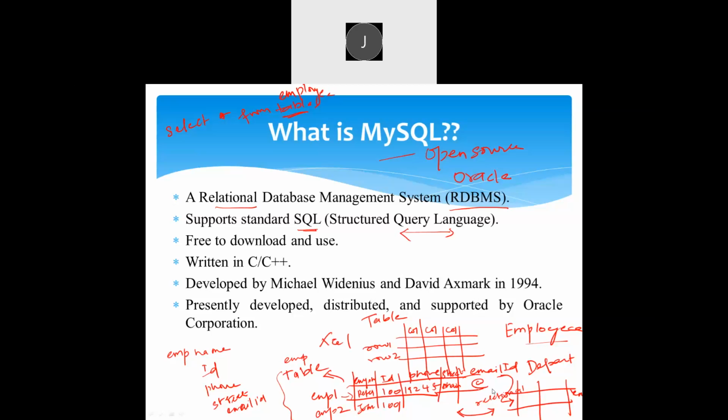MySQL internally is written in C or C++. It is the C++ language. Internally means the coding, like how you can store the data into a table, how to retrieve it, how it is viewed by the user, all these things are written in the C++ language. It was actually developed by Michael Widenius under David Axmark in 1994. They started developing it in 1994 itself.